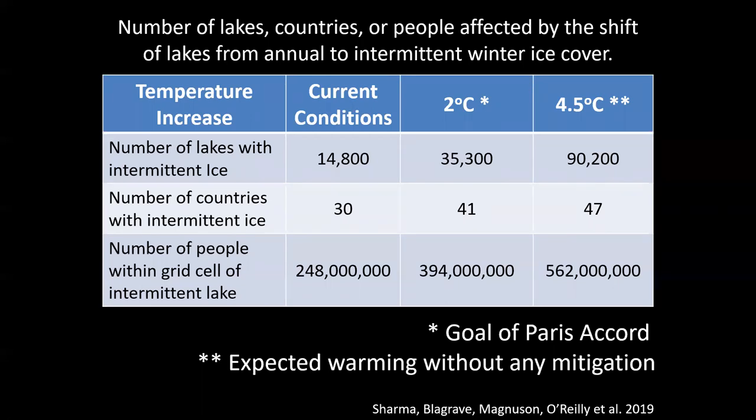And you notice that if we even get to the Paris Accord, there is a significant increase in the number of lakes that won't have ice every winter. There's a significant increase in the number of countries that have lakes that don't freeze every winter. And there are more than 100 million more people.